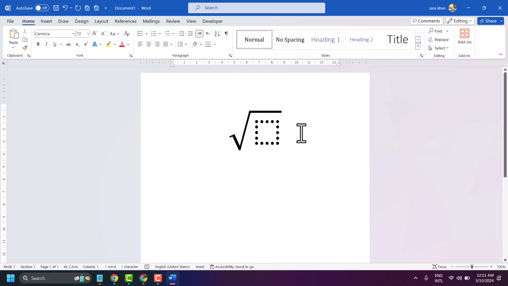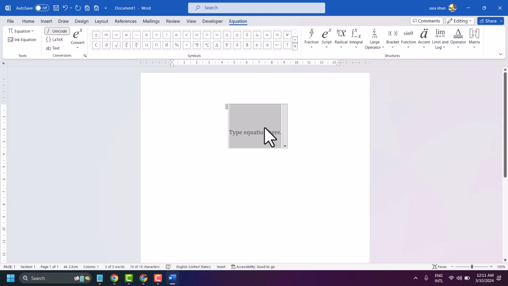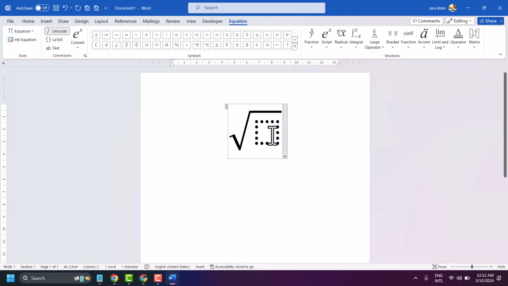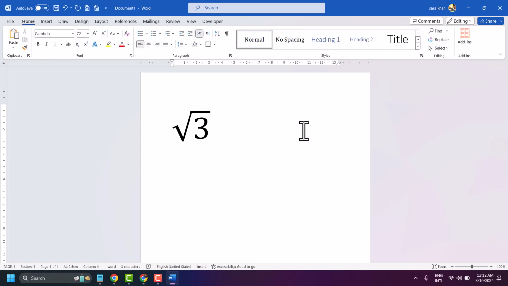In this video, I will show how to write square root in Microsoft Word document. So press Alt equal sign on your keyboard. Now in this equation editor, select radical and select here square root. Now write your required number. Alt plus equal.